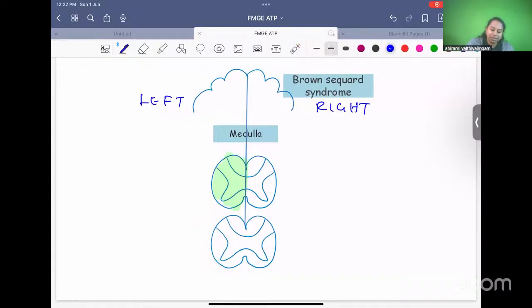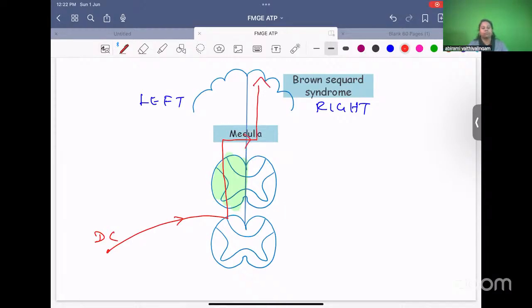We will trace the sensory and motor tracts. What are the two sensory tracts? Dorsal column and spinothalamic tract. The dorsal column, carrying sensation from the left half of the body, enters the spinal cord, ascends into the medulla, and crosses in the medulla to the opposite side like this.